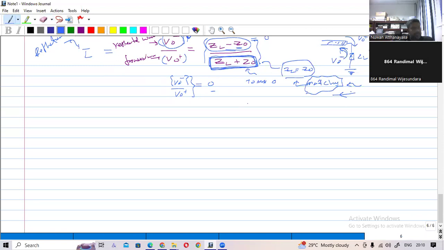Okay, now I will give you one work, so try to do this. Let's say that you have a transmission line like this, and this is Z is equal to 0. So do this as a homework.